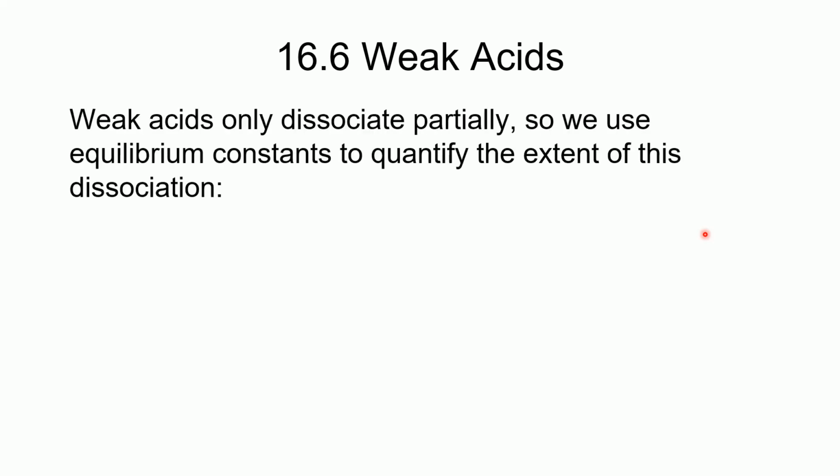Now that we've talked about strong acids and strong bases and determined the pH of those solutions, we need to look at weak acids. We'll get to weak bases in the next section, but for now, we will look at weak acids. Weak acids are acids that don't dissociate 100%. They dissociate somewhat less than 100%.